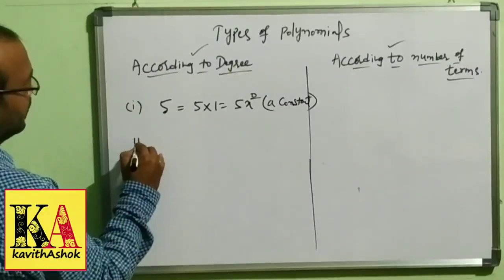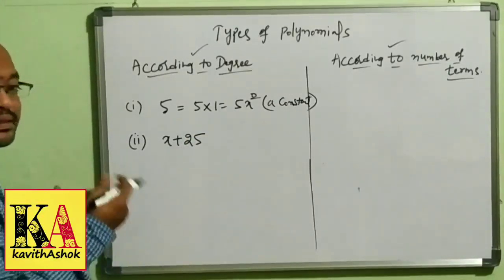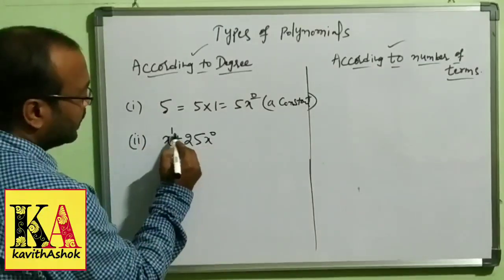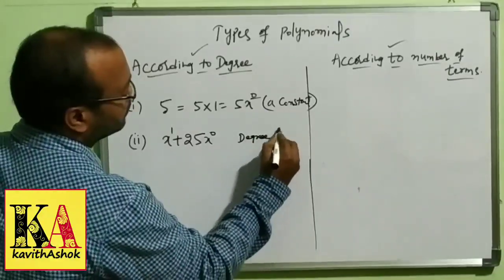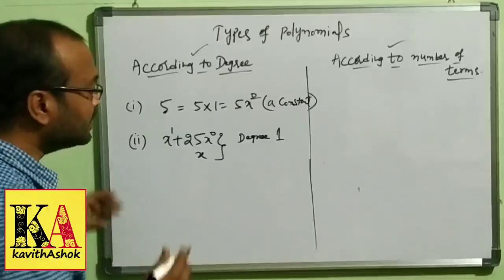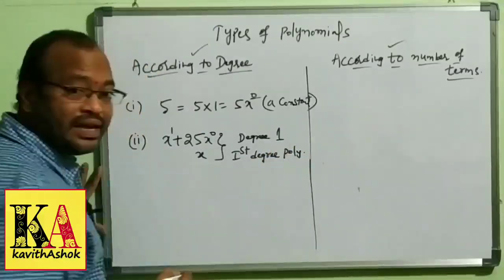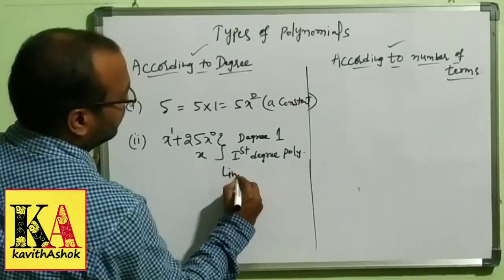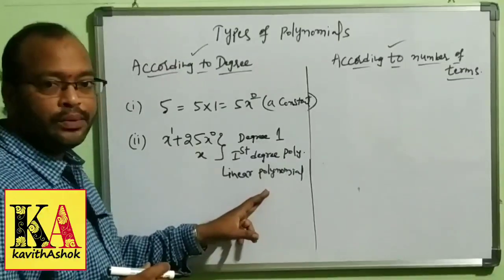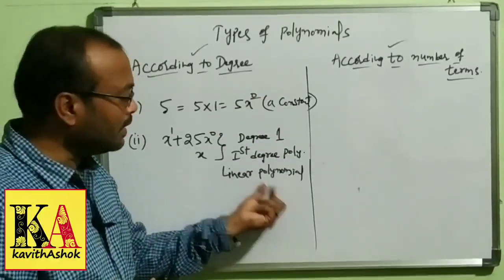Right. Next, I am taking the second one. x plus 25 is there. What is the degree of this polynomial? This is x power 0 and this is x power 1. Highest power of x is 1. So that's why this is degree 1. Maybe x plus 25 is there or simply x is there. No problem. In these two cases the degree will be 1 only. So this is a first degree polynomial, or simply we can call this a linear polynomial. Sometimes we may call this a linear factor also. Later we will discuss that. Now keep this as a linear polynomial or first degree polynomial.